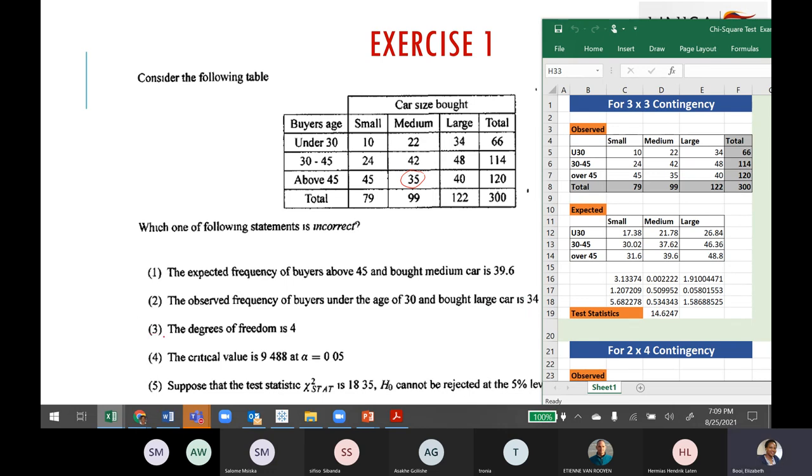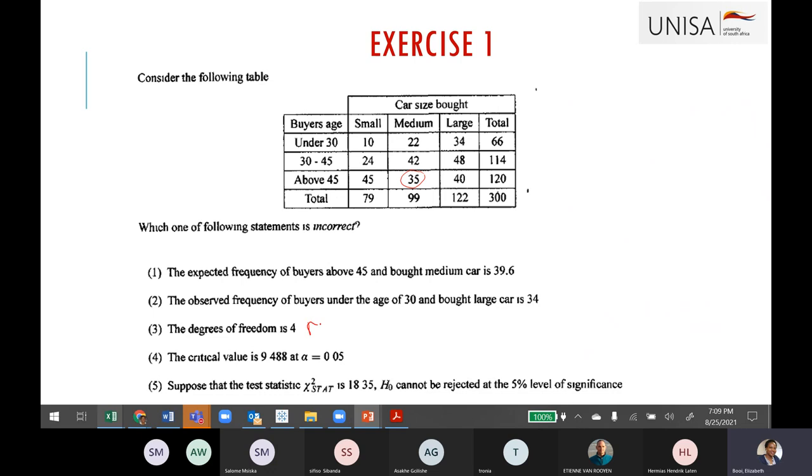The degrees of freedom, remember, is number of rows minus one times number of columns minus one. How many rows do we have? 1, 2, 3 rows minus one. How many columns do we have? 1, 2, 3 columns minus one. So it will be 2 times 2, which equals 4, which means that is correct, that is correct, and that is correct.